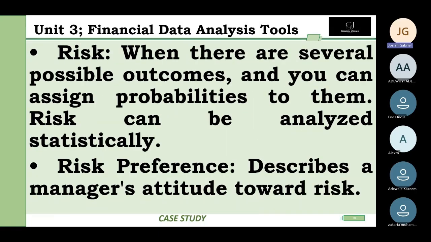Then risk talks about when there are several possible outcomes and you can assign probabilities to them. So risk can be analyzed statistically. Like I said, you have positive or negative risk, and the outcome is very important because when you identify a risk, you need to assess it. When you assess it, you look at the probabilities of losing your investment, then you put mitigants in place and look at the probability of losing or winning. It can be analyzed statistically based on the data you have.